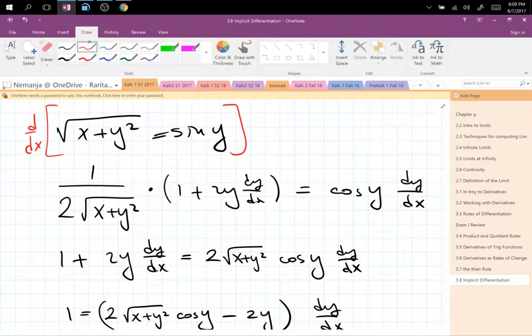I just multiplied both sides by 2 square root of x plus y squared. Oh, okay. Because that will cancel the denominator on the left, and that's why it pops up on the other side right here. Oh, okay. I just completely missed that. Cool.